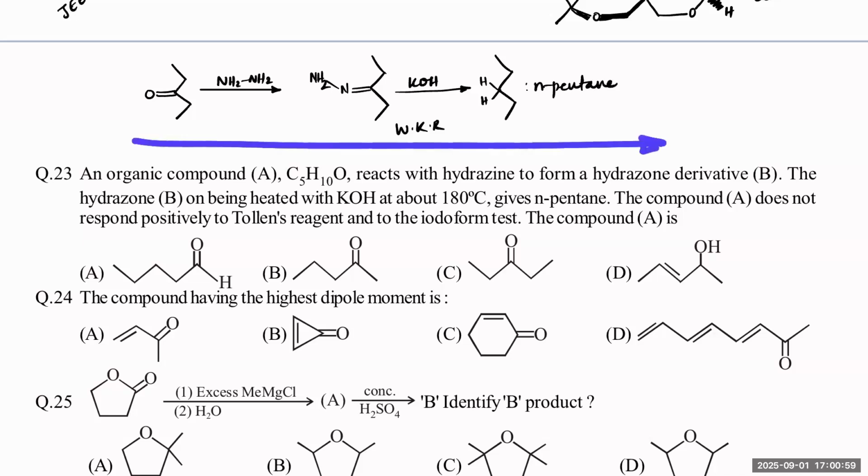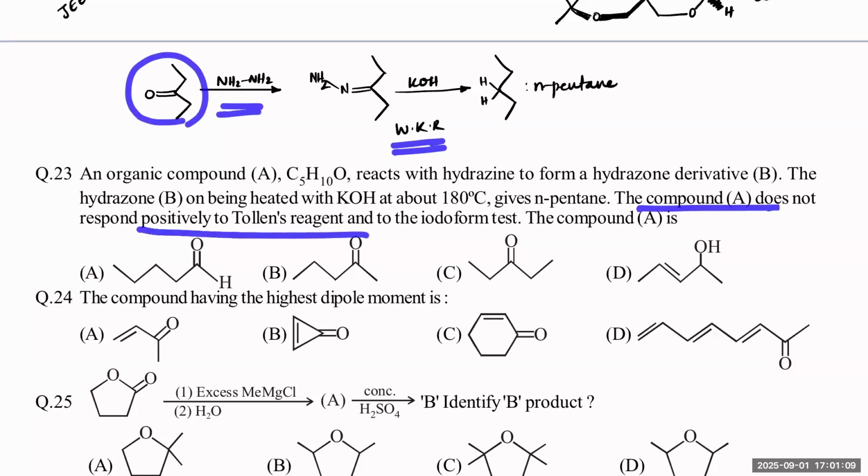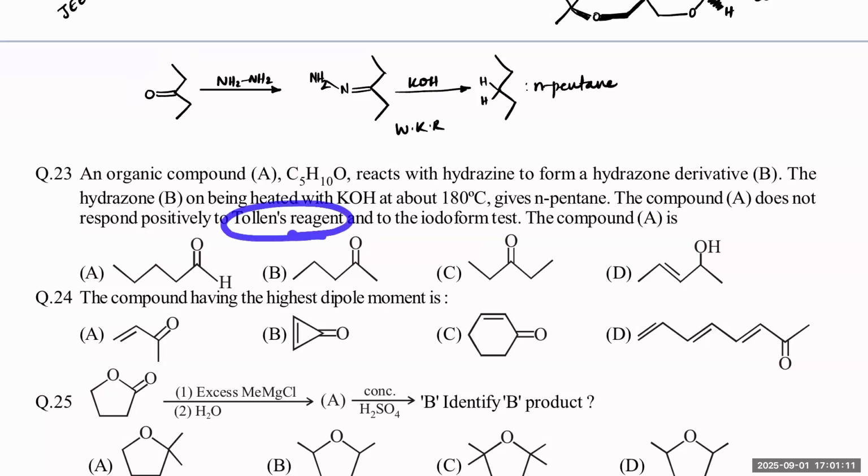So two ways you can get the hint. Even from this N-pentane you get the hint that there is a Wolff-Kishner. This must be the reactant. Or the second part is also a hint. If there is no positive Tollens test, that means it has to be ketone. And if it is not giving iodoform, that means there must not be any methyl group. Okay. Done, beta.